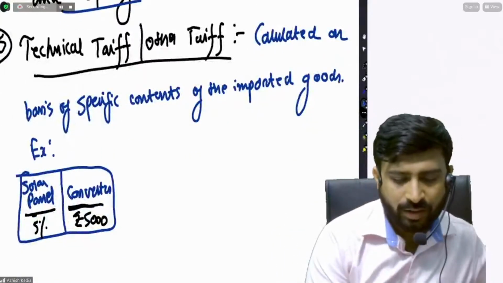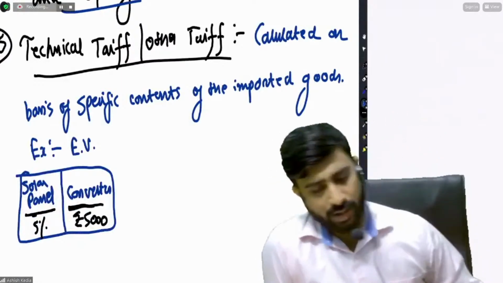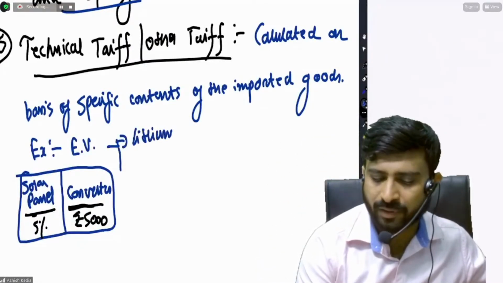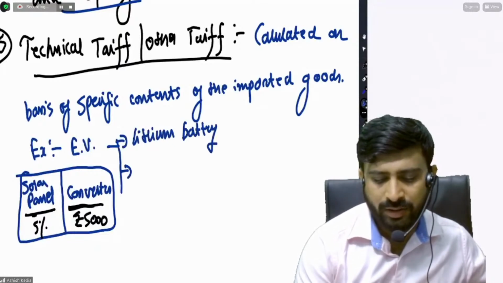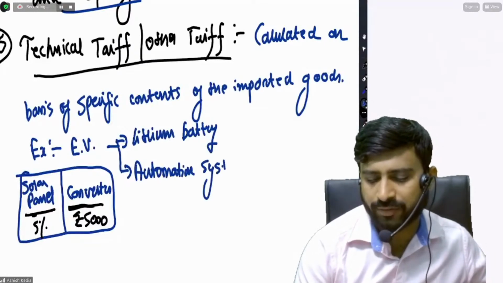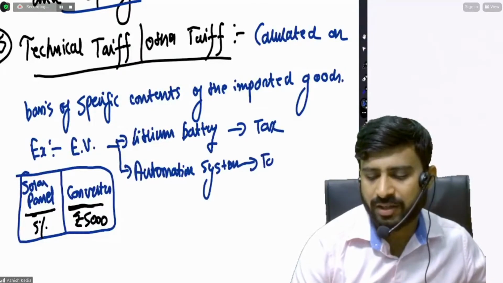Example, suppose we talk about the e-vehicle, electric vehicle. Okay. So on an EV, let's say there is a lithium battery. Suppose there is some automation system. So on each one of them, separately, tax rates will be decided.